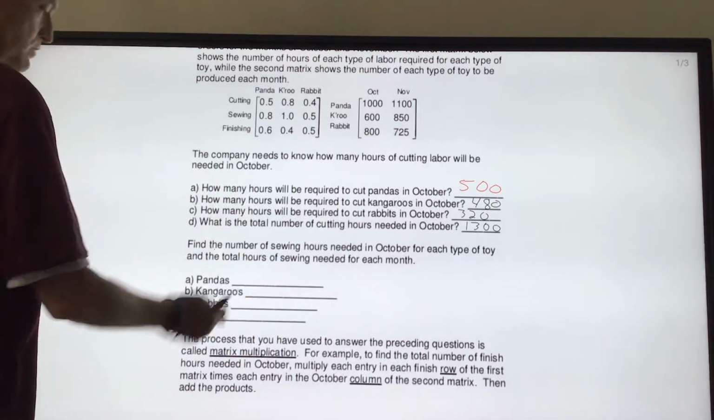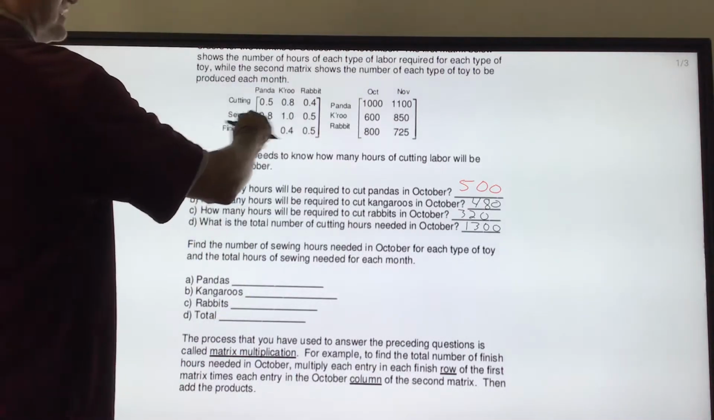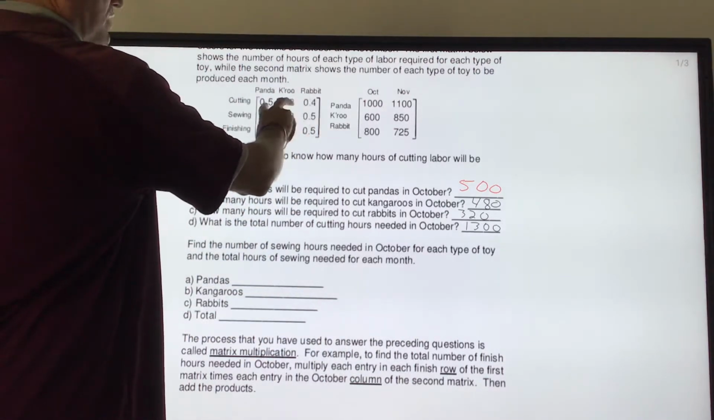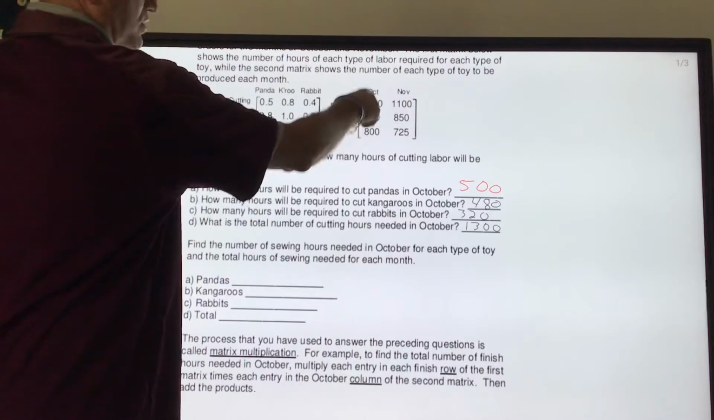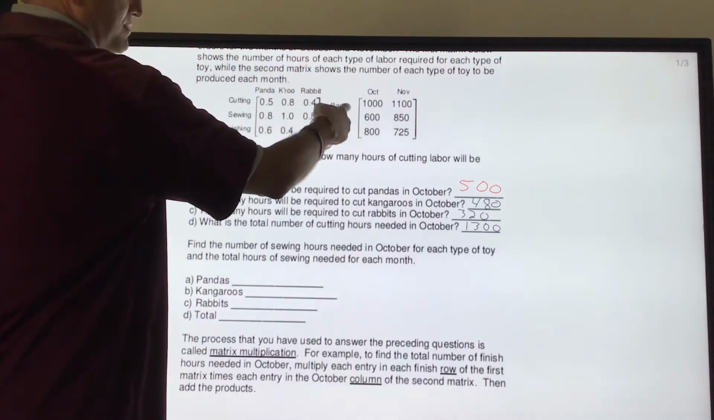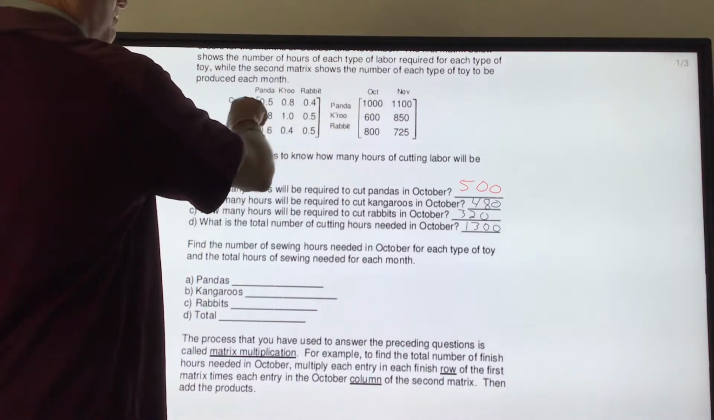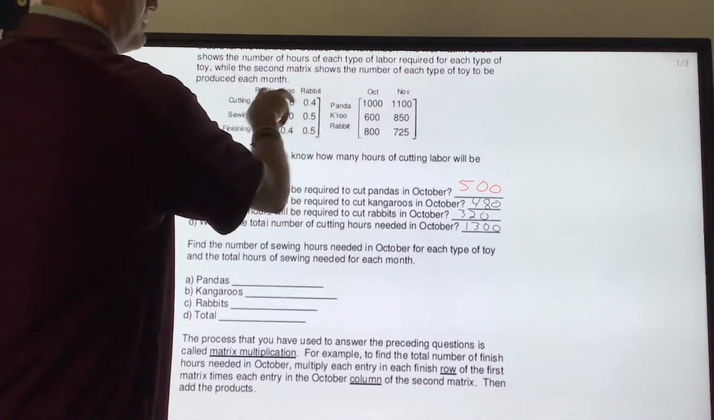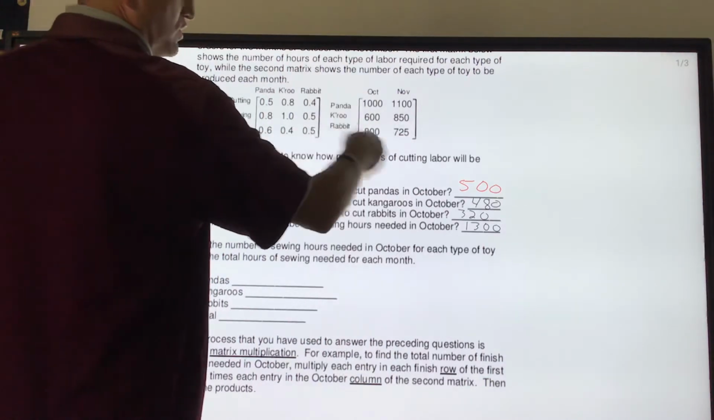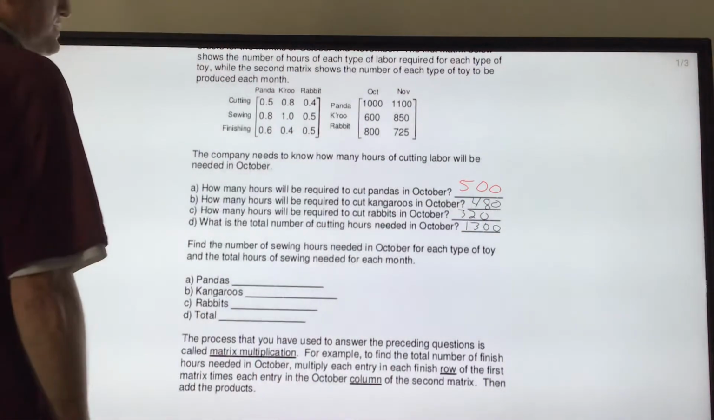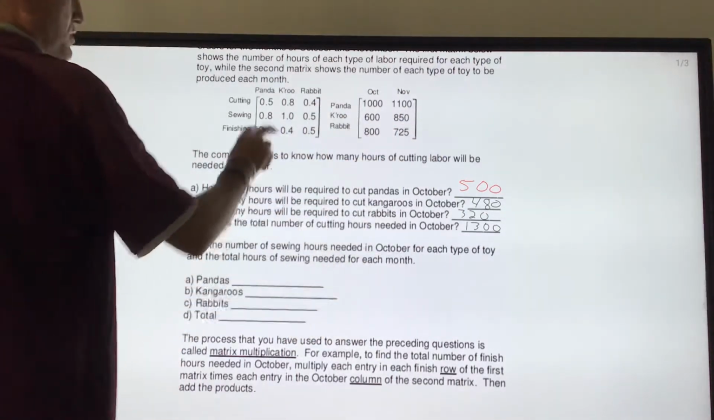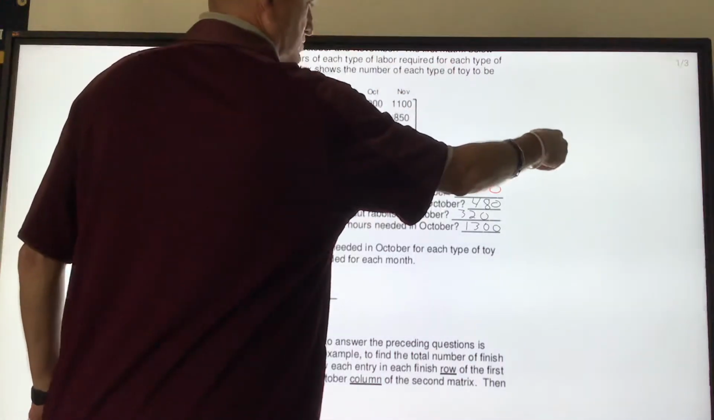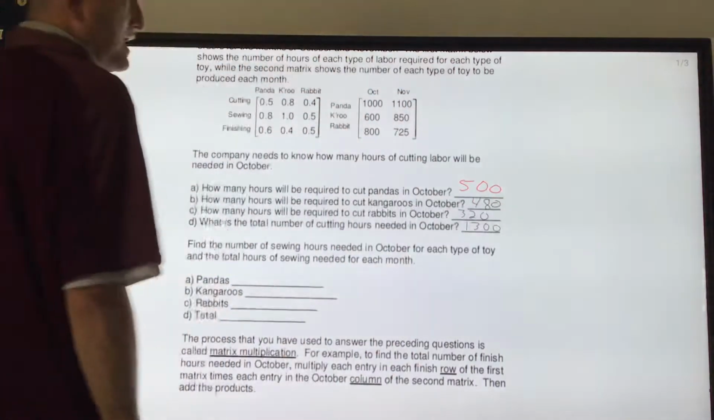Now we go on to the sewing part, which is in the second column. But before I do that, notice that the cutting for pandas, kangaroos, and rabbits stacked up with my October column. If I tilted and flipped it over, then my pandas would match up with my pandas, kangaroos with kangaroos, and rabbits with rabbits, and then I multiplied them together and added them up to get our total. We will do the same thing for November to get our cutting time for November as well.